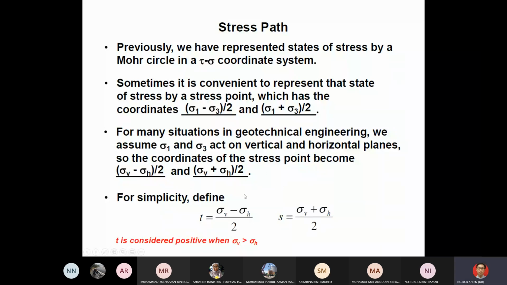For simplicity, we define S and T. We will define this coordinate system using S and T, where T is sigma V minus sigma H over 2, or sigma 1 minus sigma 3 over 2. S is sigma V plus sigma H over 2, or sigma 1 plus sigma 3 over 2. So T is minus, S is plus. Remember, T is considered positive when sigma V is larger than H. So when sigma V is larger than H, you get a positive value. Otherwise, you will get a negative value.